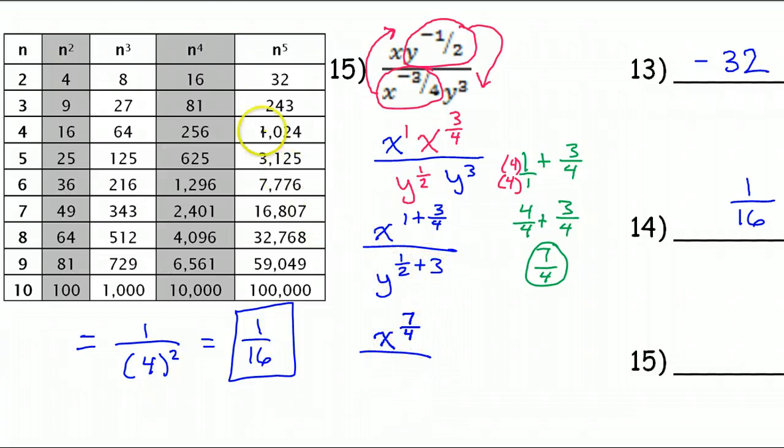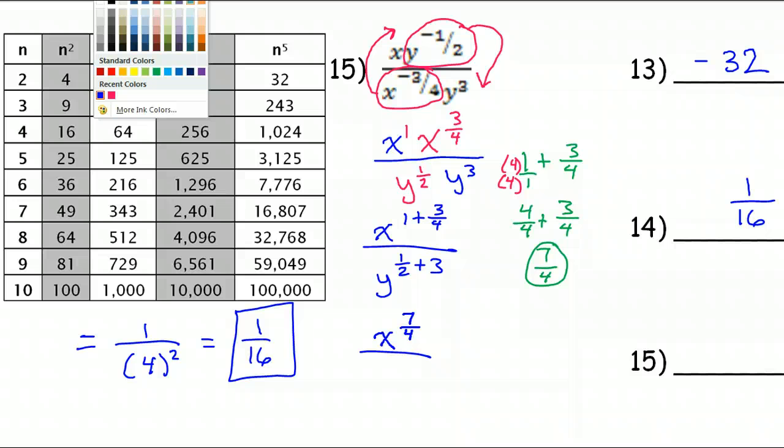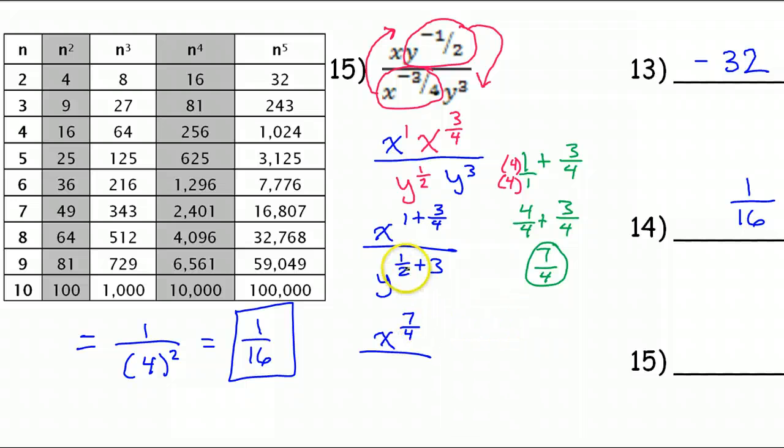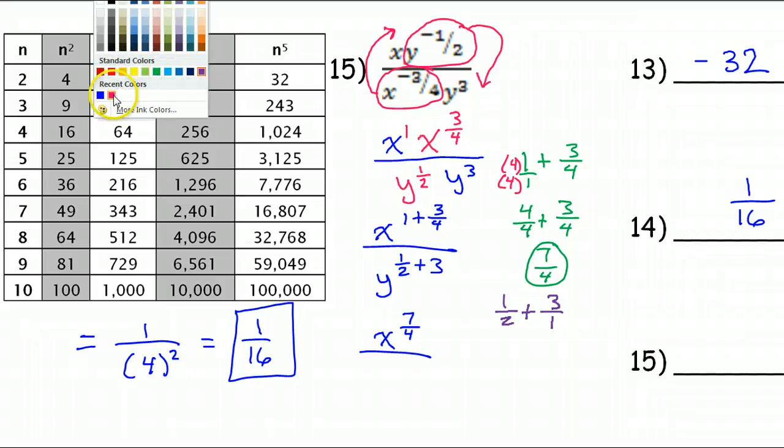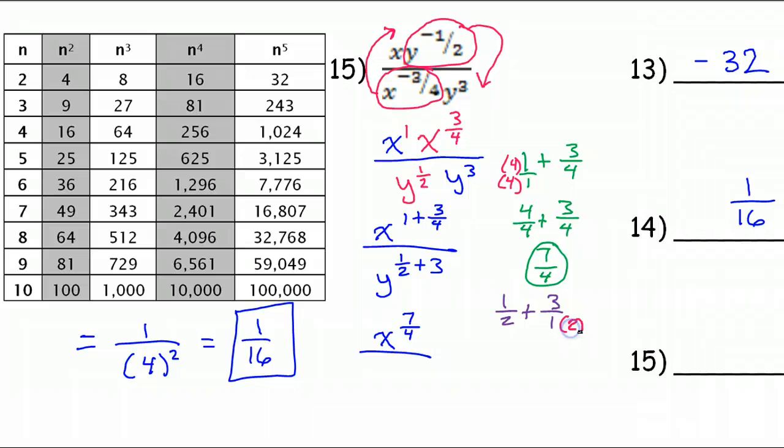Now I need to do the same thing with the y's down here. Purple. Indeed. I will do 1/2 now plus 3. Now this is like 3 over 1, yes? So I need like denominators, and I can get that just by multiplying by 2. So I've got 1/2 plus 6 over 2. 1 plus 6 is 7, so that would be 7 over 2.